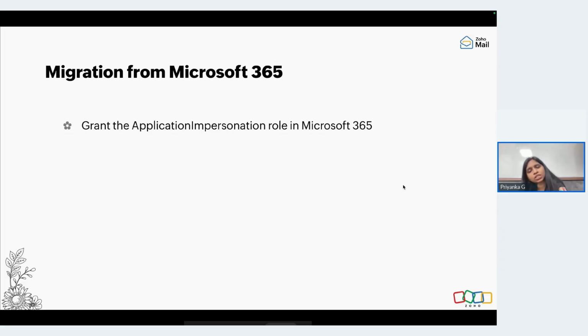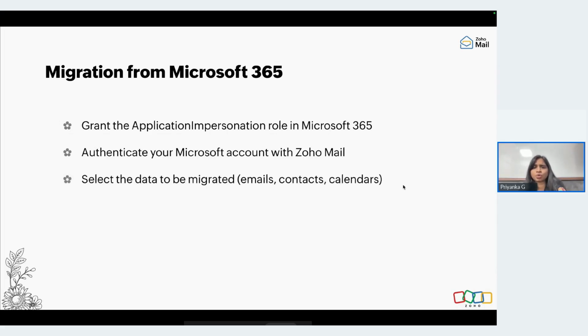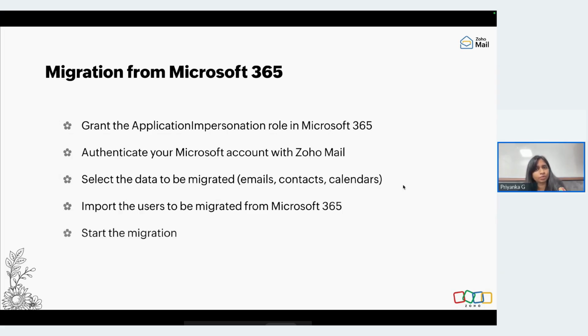Whereas for Microsoft, you have to grant a particular role which says application impersonation role. This is the role which is quite important, which will give the authority for the admin to have access to the users' mailboxes. So you have to grant this particular role, application impersonation, to one of the admins that you have in the Microsoft. Then you have to authenticate your Microsoft account, which is the admin account, in Zoho Mail. Select the data you want to migrate. Import the user. And lastly, you can start the migration. Here as well, you can check the reports for any failures.